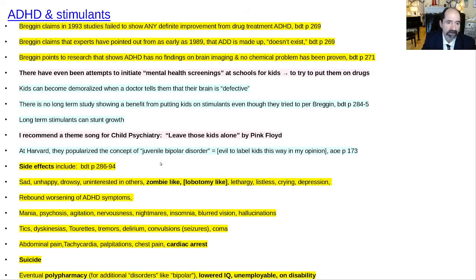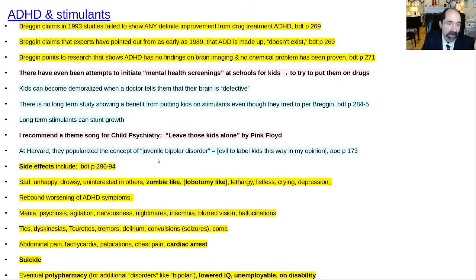It was Harvard where they popularized the concept of juvenile bipolar disorder. I think I read a book by a Harvard doctor recommending stimulants for attention deficit and whatnot. It's evil, okay? And it's a way to get grant money. You promote these types of things and a lot more drugs are going to be sold. It's bad. Okay, side effects.